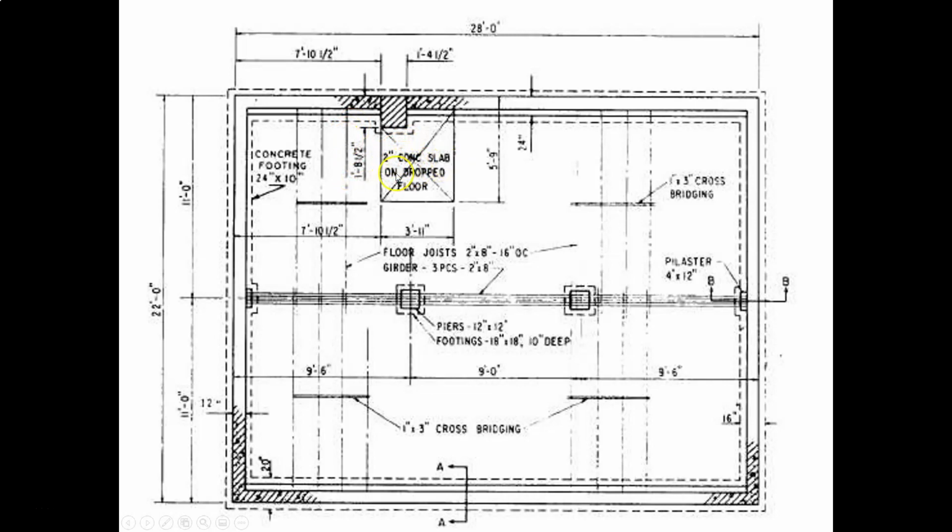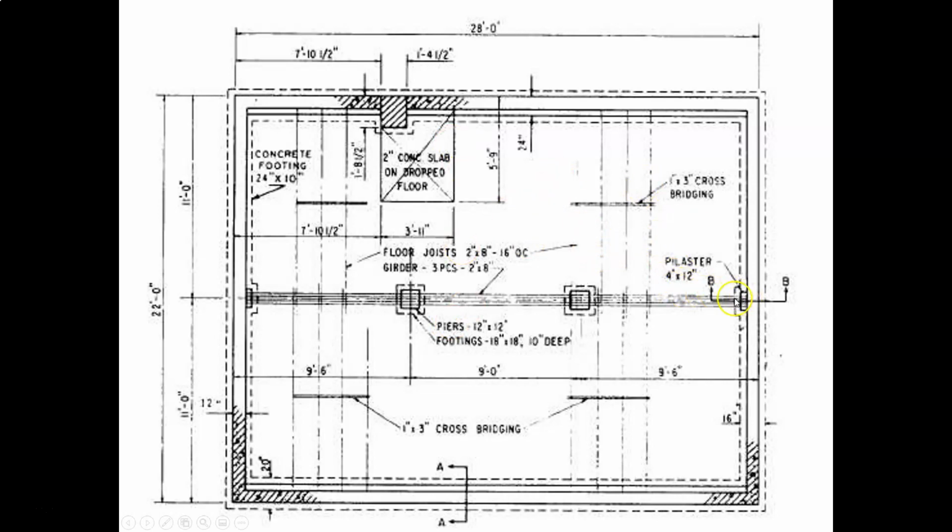2-inch concrete slab on dropped floor. I would guess that's on dropped floors. What's the floor here? Footings and piers. I don't see other information on the floor. So I'm not sure what this floor is. I would imagine this is a concrete floor, and on dropped floor, I'm not sure exactly what that means, but I would think that it may be reinforced for like a fireplace or something, so maybe it's 2 inches thicker than the rest of the floor. I definitely assume there's a concrete floor down here.